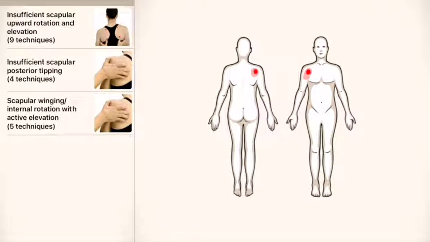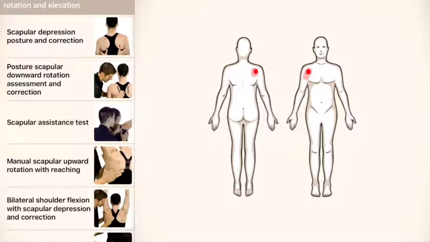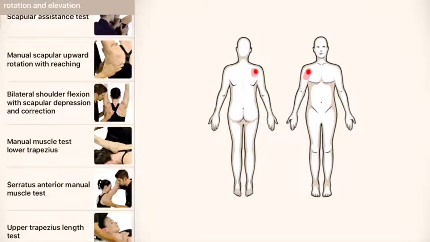We use these same faults in all the shoulder conditions: insufficient scapular upward rotation and elevation, insufficient scapular posterior tipping, and excessive scapular winging or internal rotation during active elevation of the arm. So you can watch these videos of postural exam, the special test to test if this is truly involved in this patient's asterisk sign, and then some muscle testing that might be relevant. You can see lower trap, serratus anterior, upper trap.